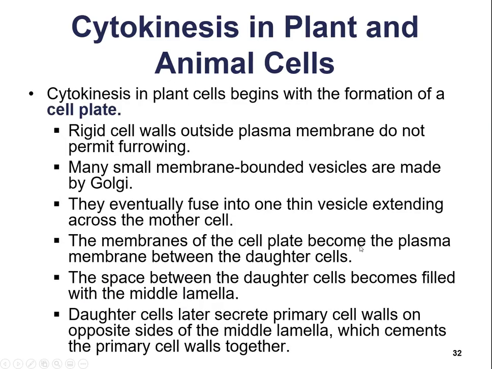So basically, there are these membrane-bound vesicles that make up that cell plate, and they end up fusing together. It becomes a plasma membrane between the daughter cells, and then that ends up being a cell wall.